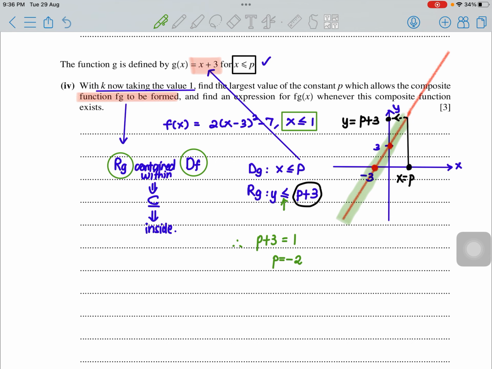Okay, let's see again. What is the range of my g? It is anything less or equal to p plus 3. What is my domain of the function? x less or equal to 1. Now you are finding the largest value of constant p. So if you want the largest value, you have to equate the p plus 3 to the 1.